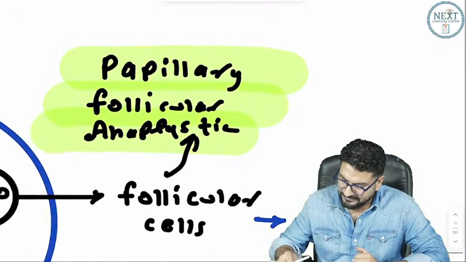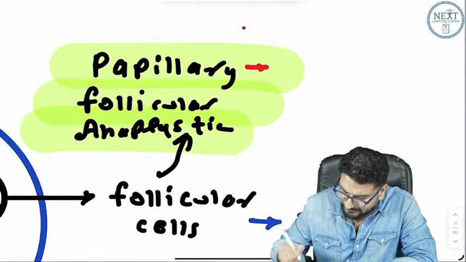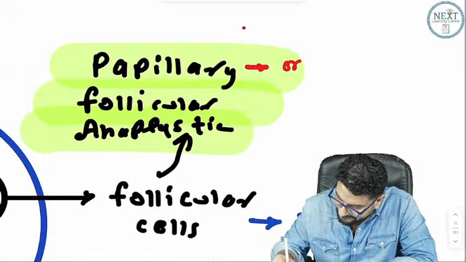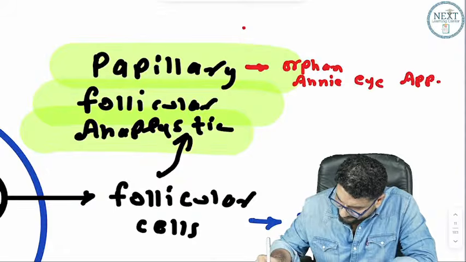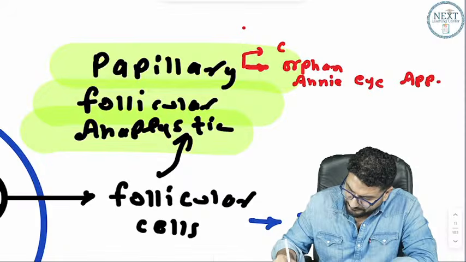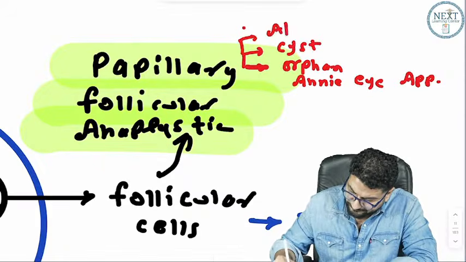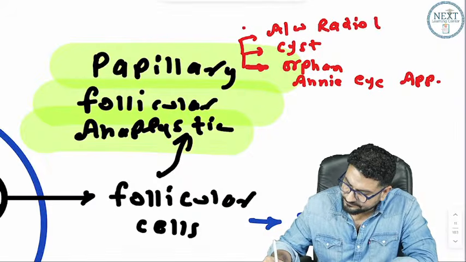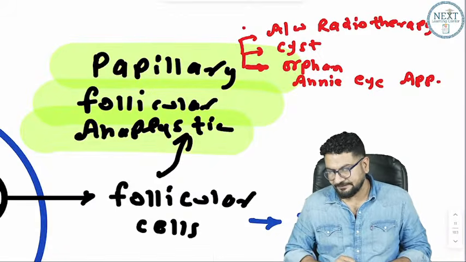Then a few more questions they ask you on papillary carcinoma of thyroid. It is the most common type, which we have already discussed. Here you will find Orphan Annie eye appearance. Then in papillary type, understand, you can also see cyst formation. And this is the one which is associated with radiation. After radiotherapy, the patient can develop which cancer? Papillary carcinoma. Is it clear?